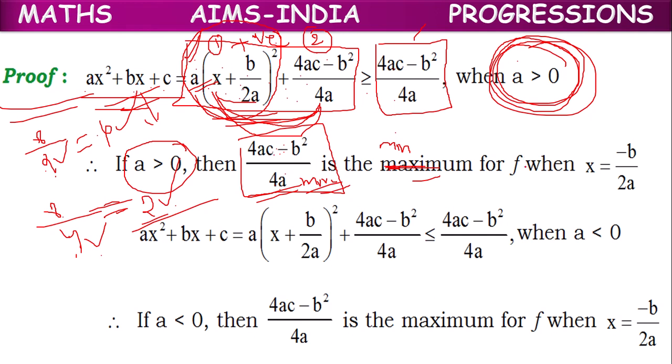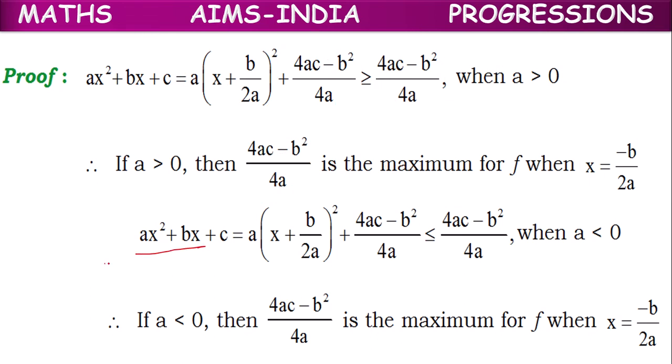That value will be at x equal to minus b by 2a, because if we keep minus b by 2a in the place of x, the minus b by 2a and plus b by 2a cancel, this total value becomes 0, and we will have only this value, and that value will be the minimum. So ax square plus bx plus c can be written as this. This is the first part and this is the second part.